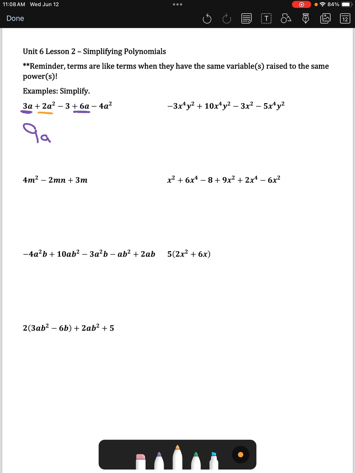Then we have our 2a squared, which is positive. Are there any other a squareds in this problem? There are. Way down at the end, we have minus 4a squared. So we have 2 minus 4 of these a squareds. 2 minus 4 is negative 2. Finally, we have this negative 3 that is all by itself, so it comes along into our answer.